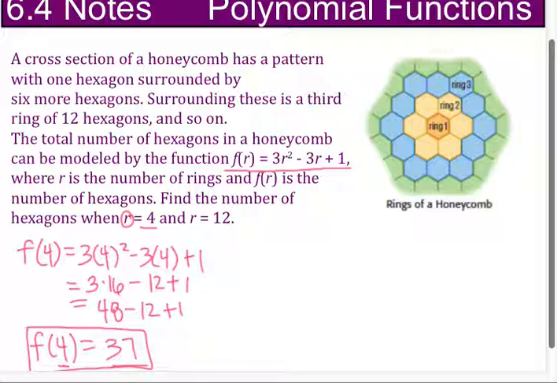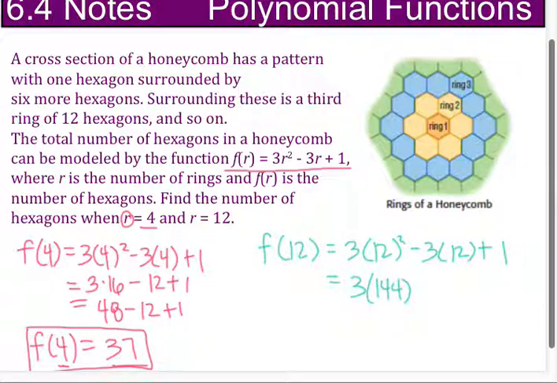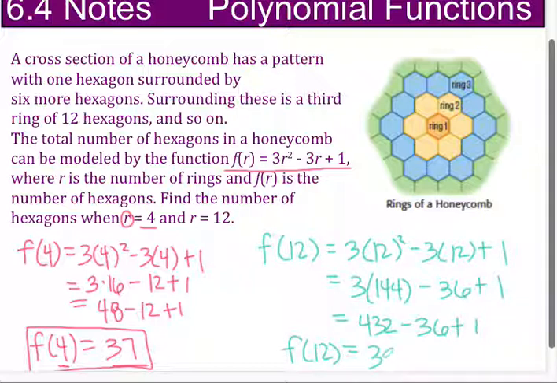Let's go ahead and use that polynomial again to figure out how many hexagons are in ring 12. So f of 12 is equal to 3 times 12 squared minus 3 times 12 plus 1. So same idea, I would have 3 times 144 minus 3 times 12 is 36 plus 1. 3 times 144 is 432 minus 36 plus 1. And so f of 12, our 12th ring, has 397 hexagons in it.